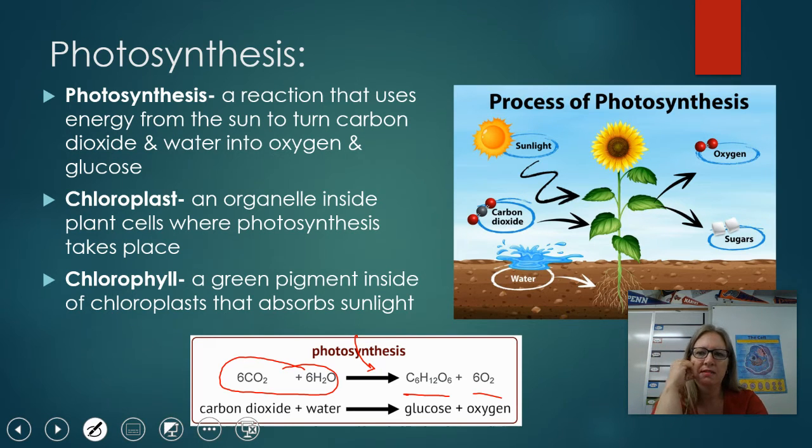Now, this takes place in an organelle known as the chloroplast, only found in plant cells. This is where this chemical reaction is happening. Inside the chloroplast is a pigment known as chlorophyll. That's what gives plants their green color. And that pigment absorbs the sun's energy and allows this chemical reaction to take place.